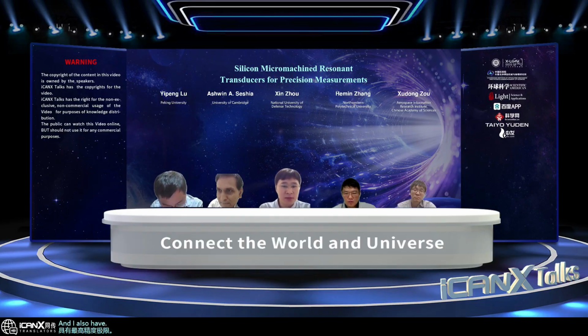I also have another question about the scale, the size of the device. As you see, there are some other groups doing nanomechanical resonators. What is the precision limit of nanoscale devices compared to our microscale devices? Which one do you think would have the higher precision limit? These are the two questions.